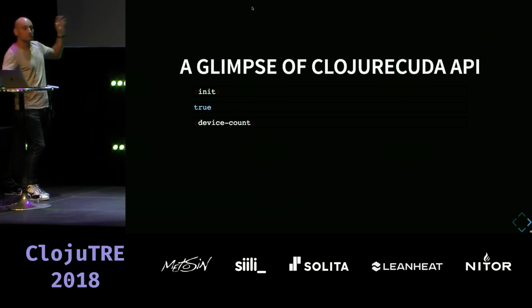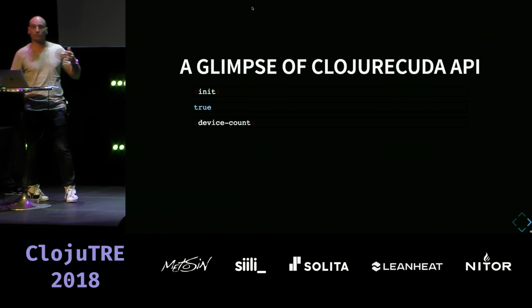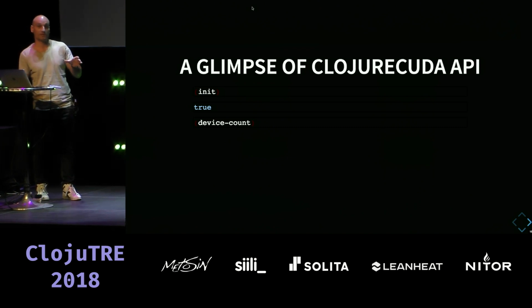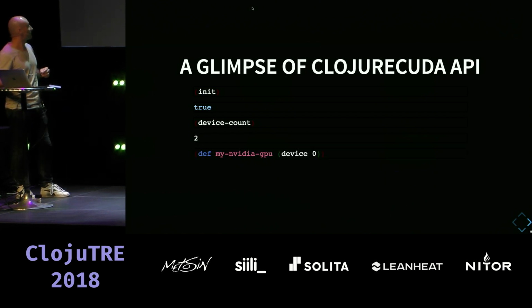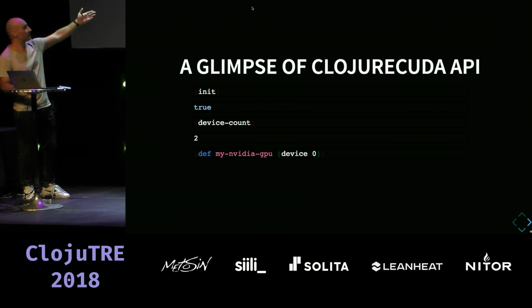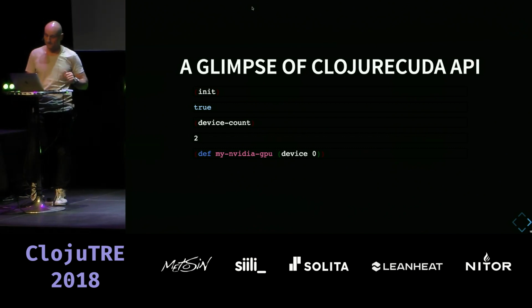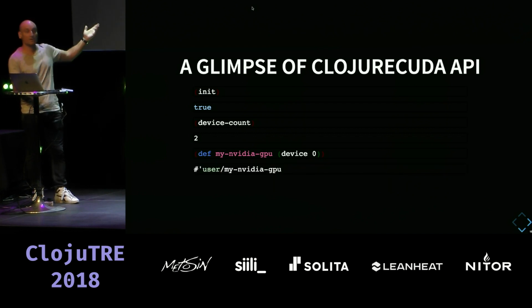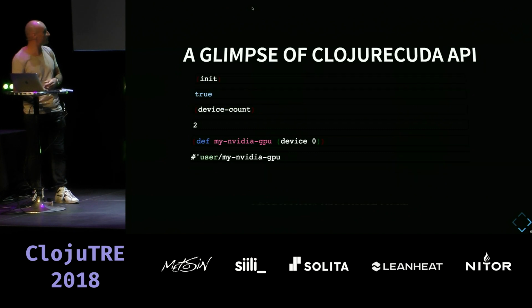So I will call another function to see how many devices I have in my desktop. In case of my desktop, it's 2. Another simple thing that I can do just to explore the API is to take a handle of the first device and put it in some Clojure var. I will get it in my REPL. It's ready for future use.